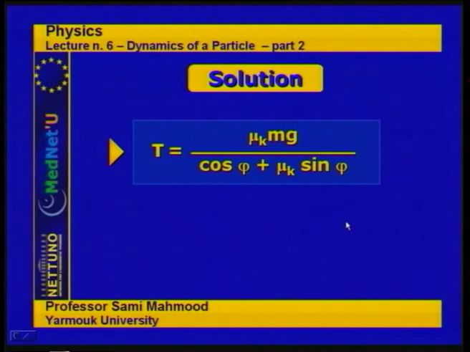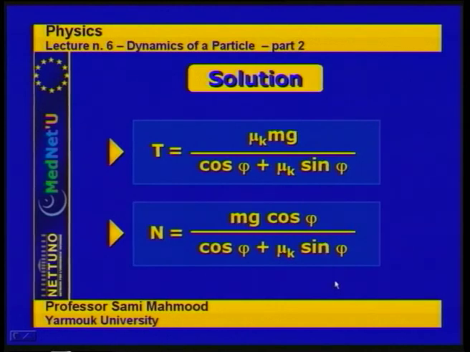We couple these equations and solve for them. We eliminate the normal force in the beginning, and we obtain the value for the tension, which is given by mu sub k times m times g, all over cosine phi plus mu k times sine phi. That's the tension force. And the normal force is obtained by plugging in the value of the tension into one of the equations that contain the tension and the normal force. The normal force is given by mg cosine phi over cosine phi plus mu k sine phi.